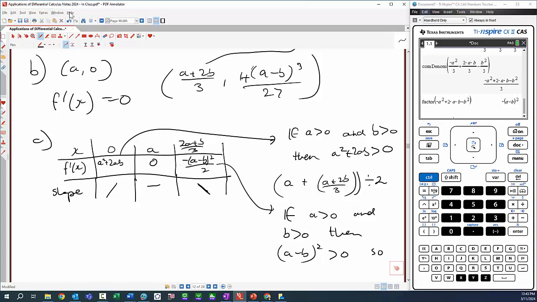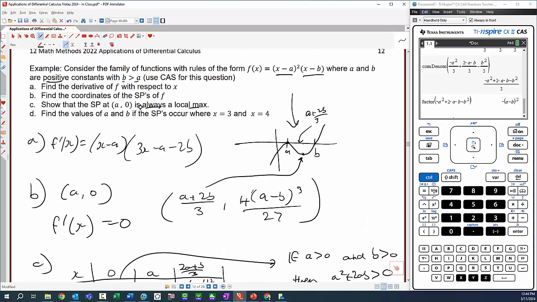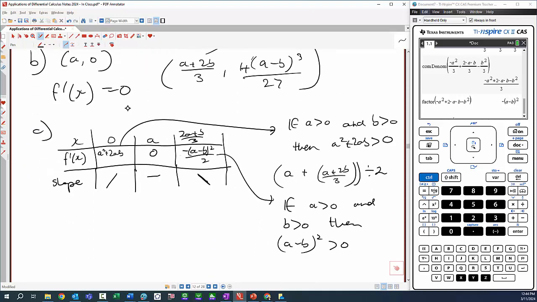You don't need anything further. Because what that means is if a take b all squared is greater than 0, then whatever that value is, it's positive, it gets negated, which makes it a negative number, and then halved, which is still negative. So that's enough to conclude that this is a negative number. So this is enough for us to conclude that, therefore, it's always a local max.